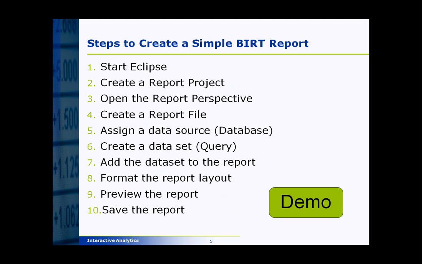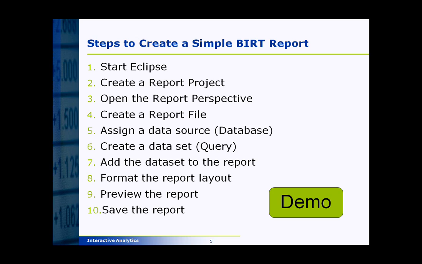So, the steps involved in creating a BIRT report. First of all, you need to start Eclipse. Once you've started Eclipse, create a report project and open the report project in the report design perspective. A project can have one or more report files. So you need to create a report file, connect to a database, and create a query for results. That's the data set, and once you have created the data set, add the data set to your report. You review the report and the format or layout of the report. Once you're satisfied, save the report.